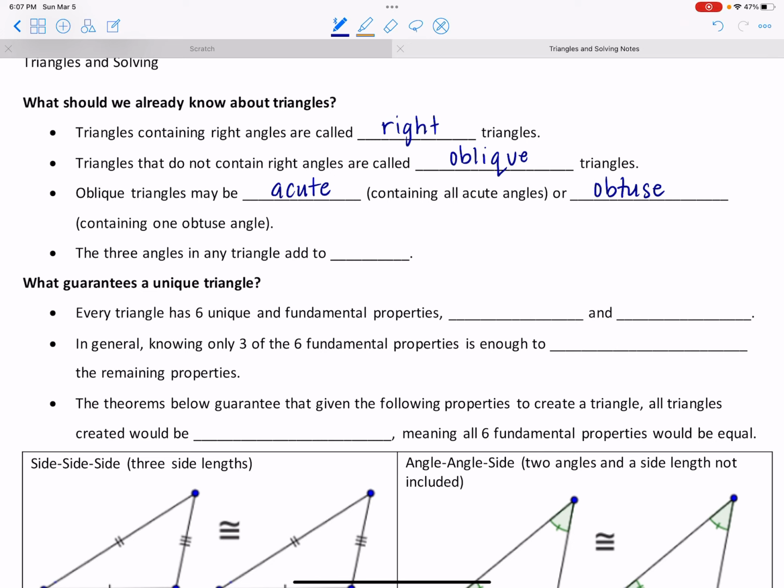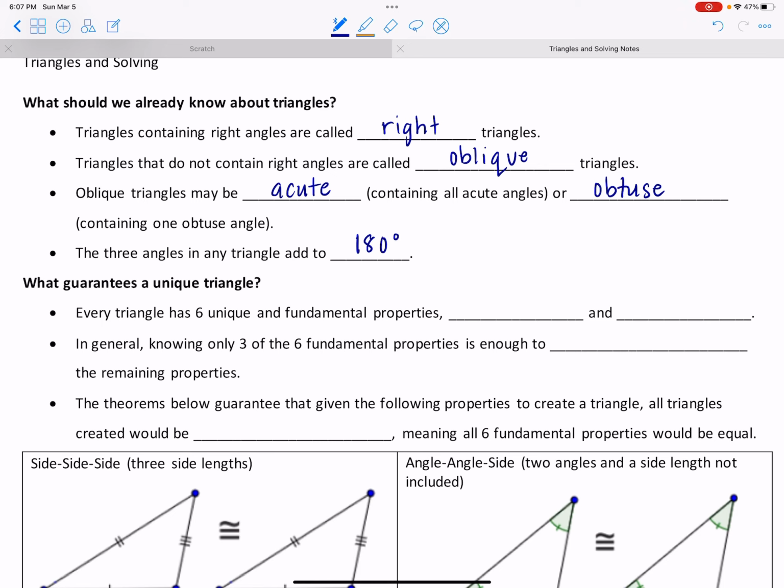Sometimes we avoid calling triangles that name, but it's the case that if it has a right angle, it's a right triangle. If it does not, it's an oblique triangle. And again, those oblique triangles are either acute, so they have three acute angles, or they are obtuse, which means they have one obtuse angle and two acute angles. And we should also know, way back from the beginning, that the three angles in any triangle add up to 180 degrees.